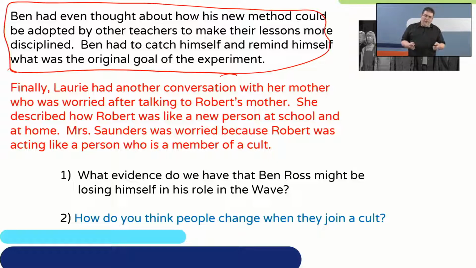And then he has to remind himself, this was not the point of the experiment. The point of the experiment was to give the students a taste of Nazi Germany, not to come up with some new way of teaching using Nazi ideas as the backbone.